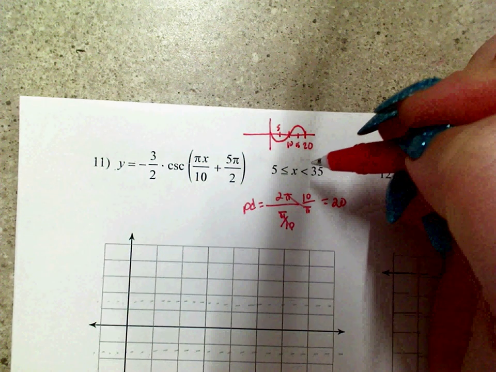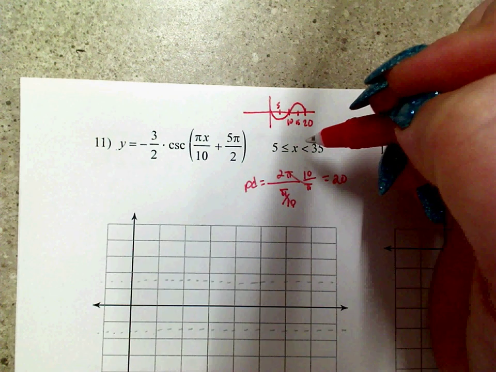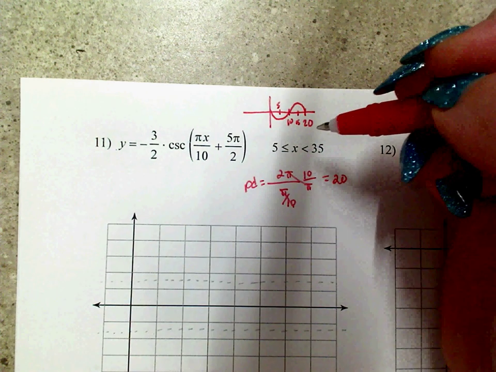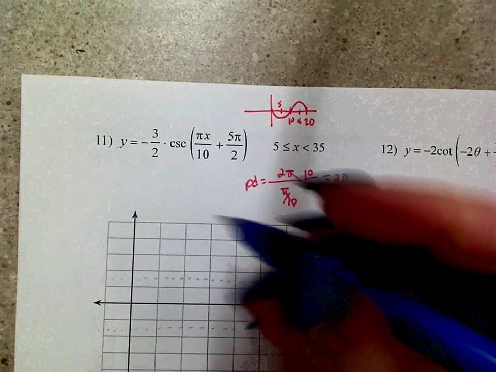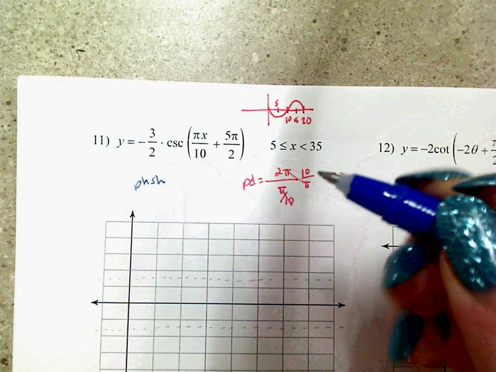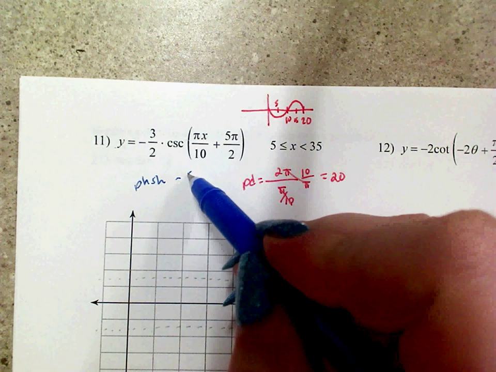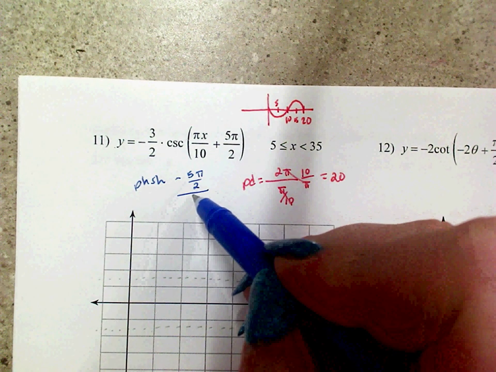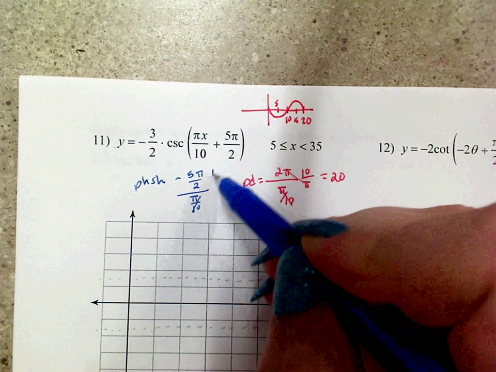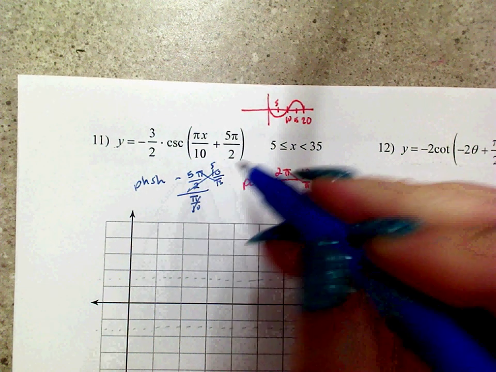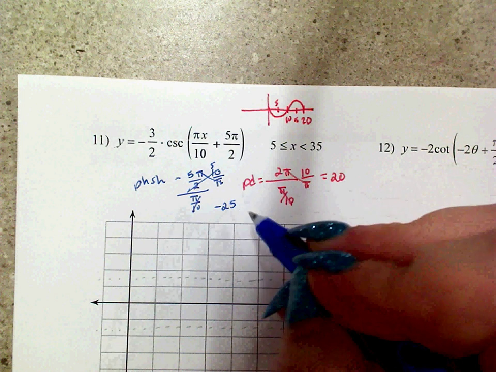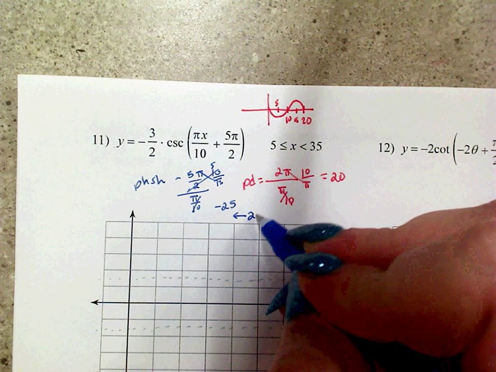So that's my wave, the sine wave anyway, that I would base the cosecant off of, and then I'm going to figure out the phase shift. So phase shift is negative c over b. So negative 5 pi over 2 divided by pi over 10, or multiplied by 10 over pi. The pi's simplify out, 10 divided by 2 is 5, so negative 25. So that means go to the left 25.